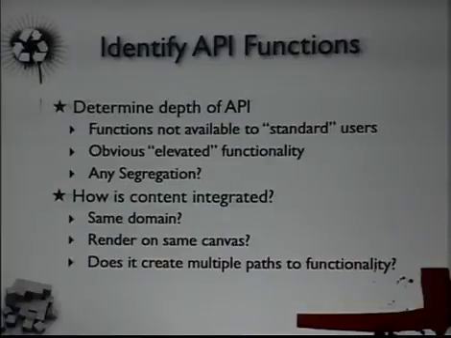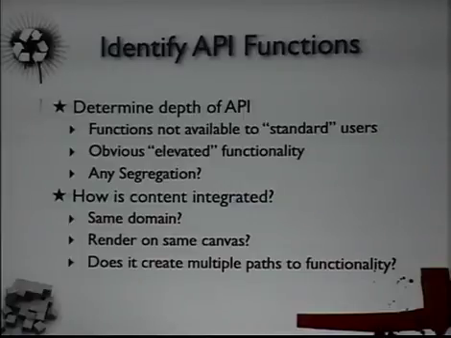Also, is there any segregation between the API calls and the actual application itself? That would definitely cause a problem. If your API and your application are one and the same, and you're integrating content, now all of that content is rendering on the same canvas if it's a web application, which can be very bad, as we'll see later. How is your content integrated? Is it integrated into the same domain? Is it rendered on the same canvas? Are you creating multiple pathways to similar functionality?